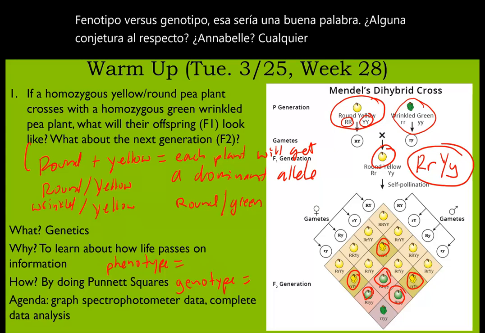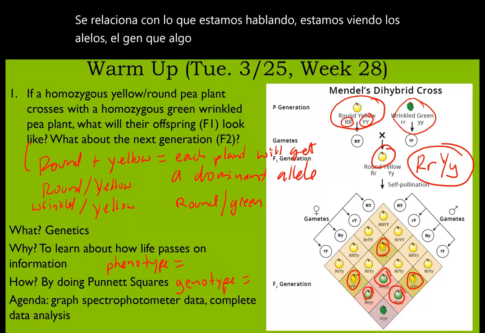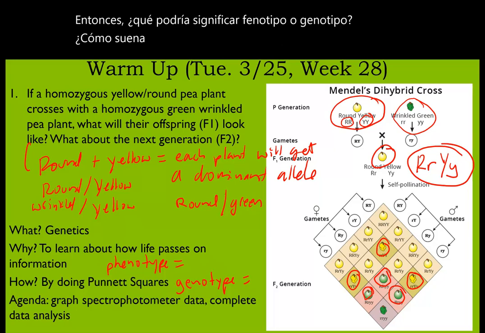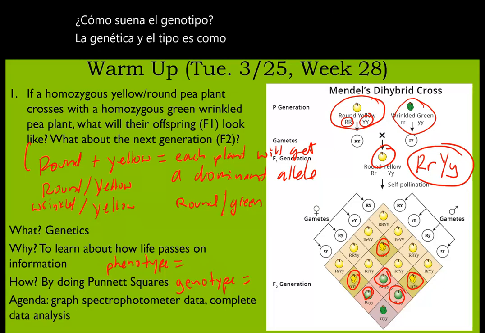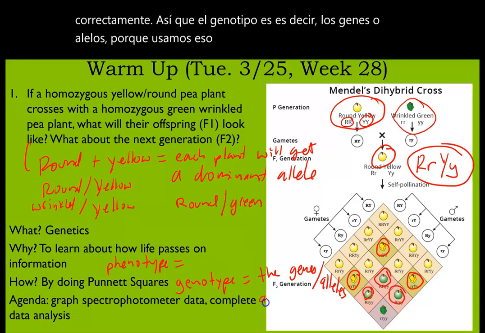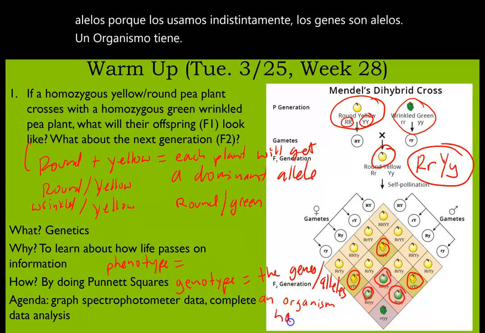It relates to what we're talking about, we're looking at the alleles, the genes something has, and what their appearance is. So what could phenotype or genotype mean? Any guess? What does genotype sound like? Well, genetic, yeah. And type is like that kind of categorizes something, right? So genotype means the genes, or alleles, because we use that interchangeably. The genes or alleles an organism has. So whatever their genes are.